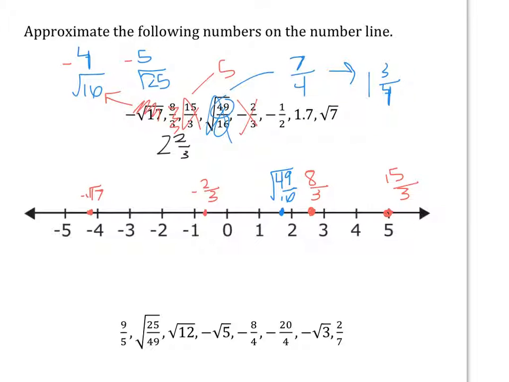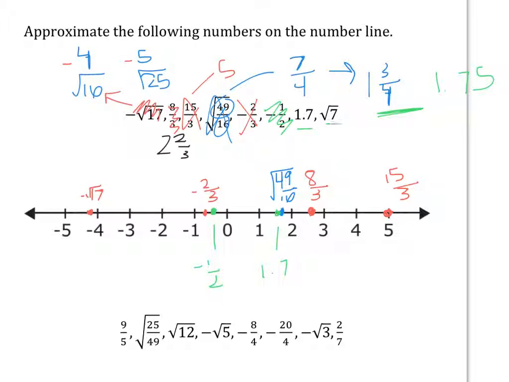Cross that one out. Negative 1/2 would be not quite as far as negative 2/3, so I'll put that right there, and that's negative 1/2. Cross that one out. 1.7. So 1.7 and 1 3/4, right here was the 1 3/4. That's 1.75. So 1.7 is just a little bit below it. So I'm going to put that right about there, and that would be 1.7.